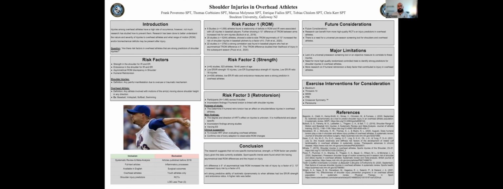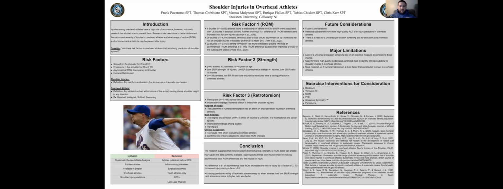So the first risk factor was range of motion, and we looked at internal and external rotation of the upper extremities bilaterally. And we found across several studies that an asymmetry between dominant and non-dominant hands of 5 or greater degrees of total range of motion doubled the likelihood for injury, while 13 degrees increased the factor by 6.